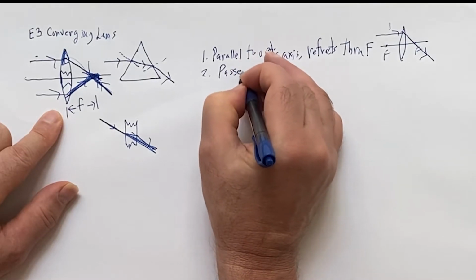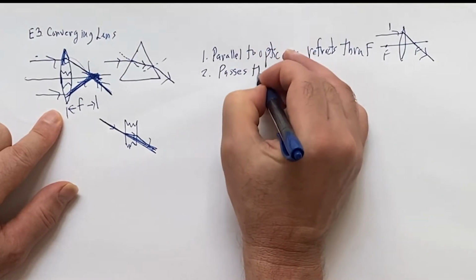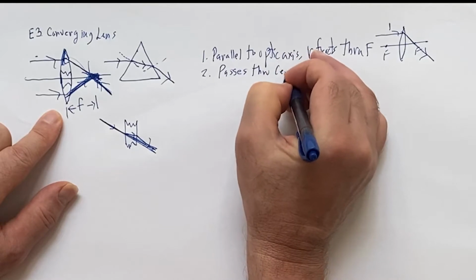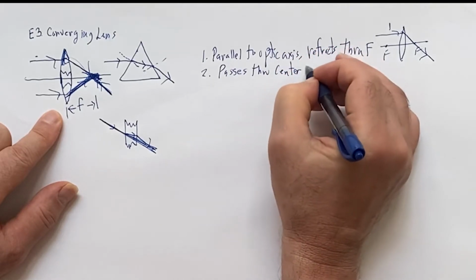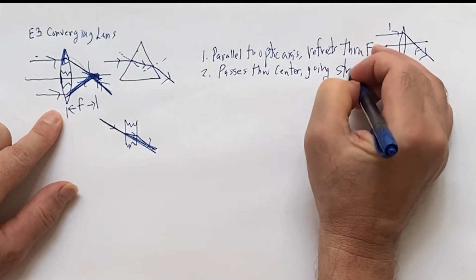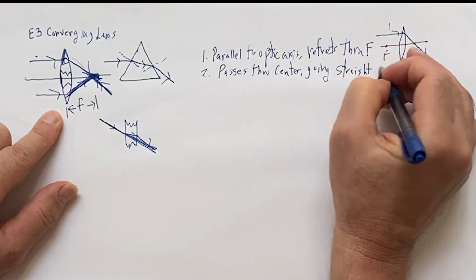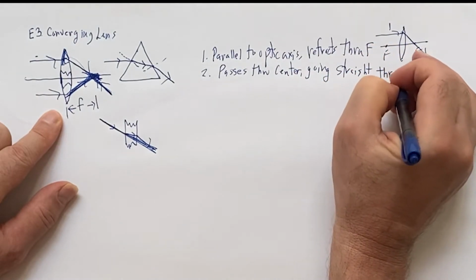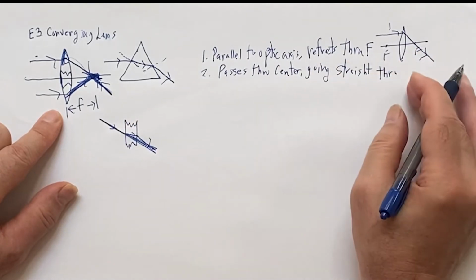And you can use your own words for this. I mean, this passes through center. All right. Going straight through. It's like having a flat glass. You can't even tell it's there.